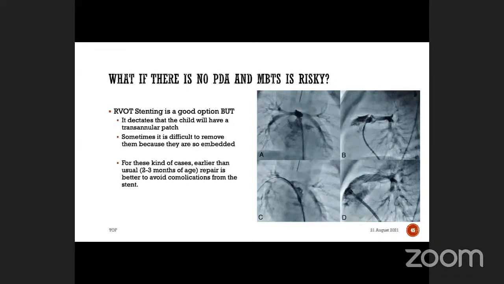So sometimes it's difficult to remove because they are very embedded. So most literature will advocate repairing these children within a month to 6 weeks from the stent, so you don't have full ingrowth of the stent into the pulmonary artery wall.